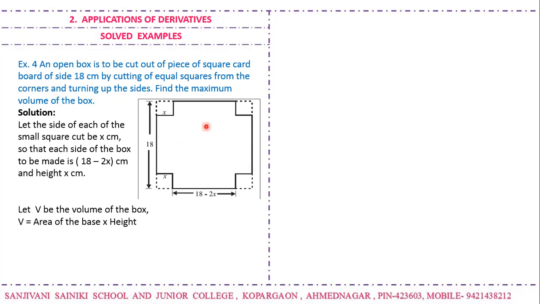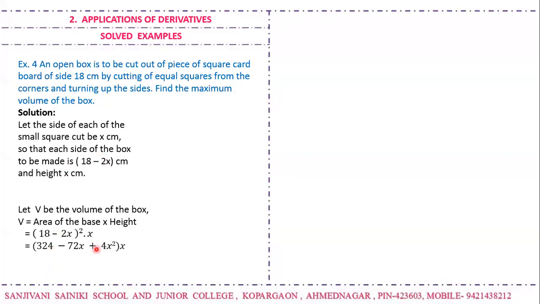And what is the height? Because we are going to fold up the side having the length x, the height of the box will be x. So 18 minus 2x, its square is 324 minus 72x plus 4x squared, times x. After multiplying, you get the equation in terms of x, that is the volume of the box.